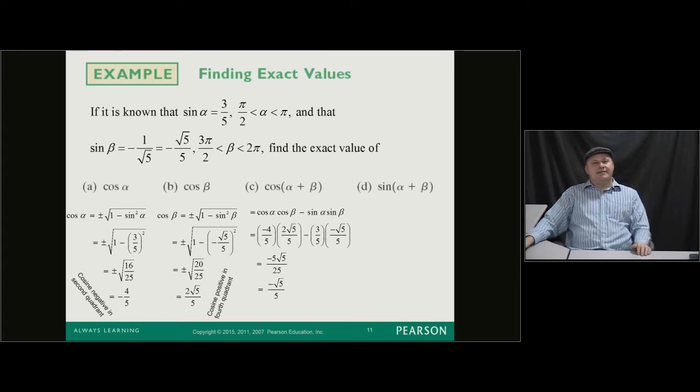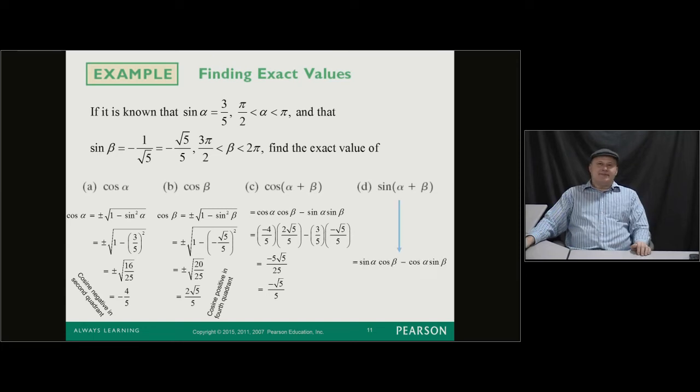So notice I can find the cosine of alpha plus beta in exact form if I know the individual angles for the sine and the cosine. I had to know the sine of alpha and the sine of beta. I had to know the cosine of alpha and the cosine of beta to do it. But cosine of alpha plus beta can be given in exact form without a calculator based on that formula. But I had to know those other ones.